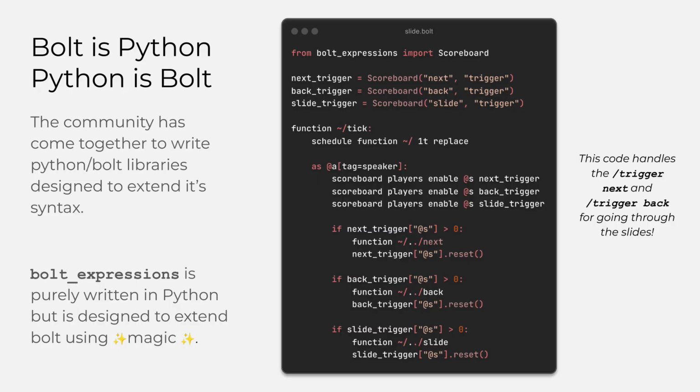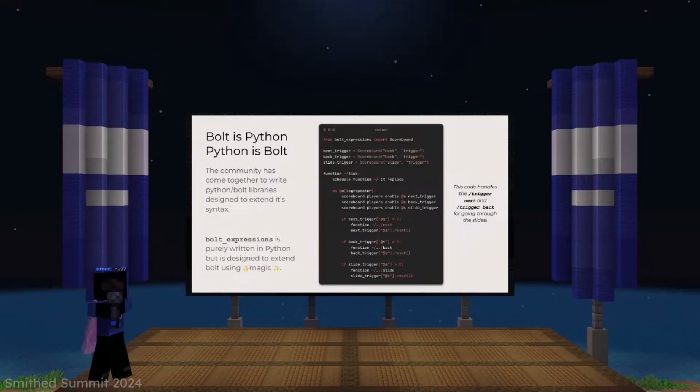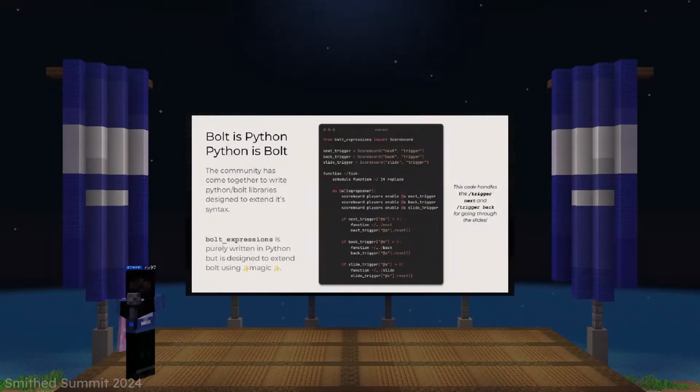Now, here's another cool thing about Bolt. Bolt is Python. Python is Bolt. That is a really funny sentence. I actually find myself writing a Bolt file, and then I've written most of it, and I'm like, there's actually no MC function here. And then I just change the ending from Bolt to Python and use it as a Python file. And Bolt treats them very similarly. And that just lets me use the Python language server and stuff.